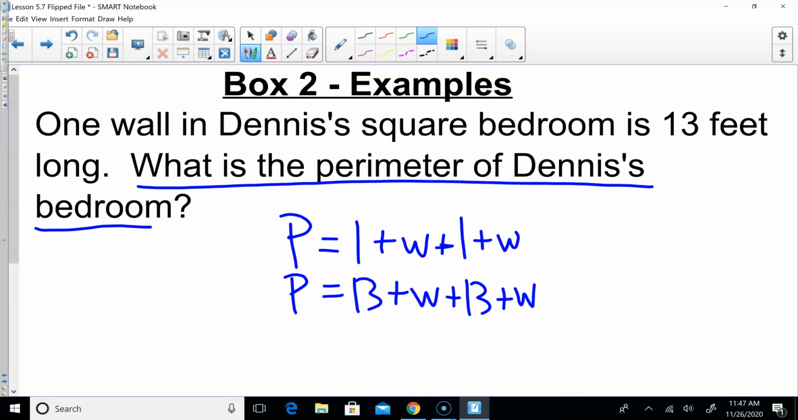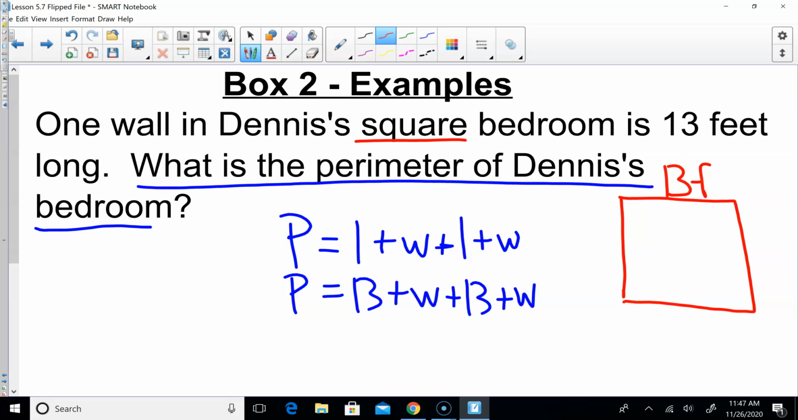One wall in Dennis's square bedroom. Square. Oh, there it is, right? That's why reading these problems is so important. If I draw out a square bedroom, what do we know about squares? We know squares have the length are all the same size. That means this would be 13, 13, 13, and 13. See, didn't have it in there, but you have to read those problems closely.